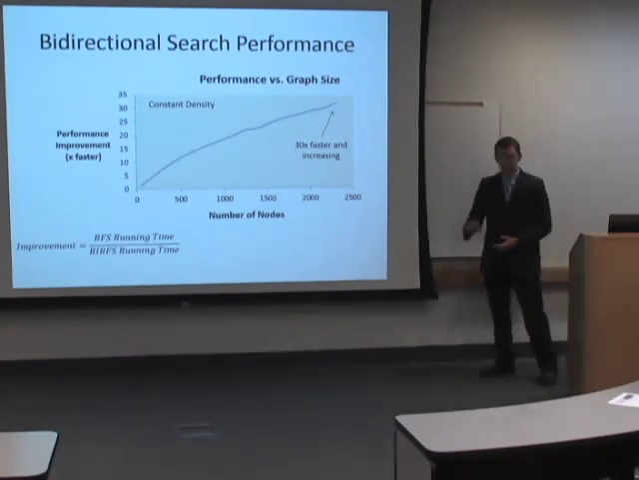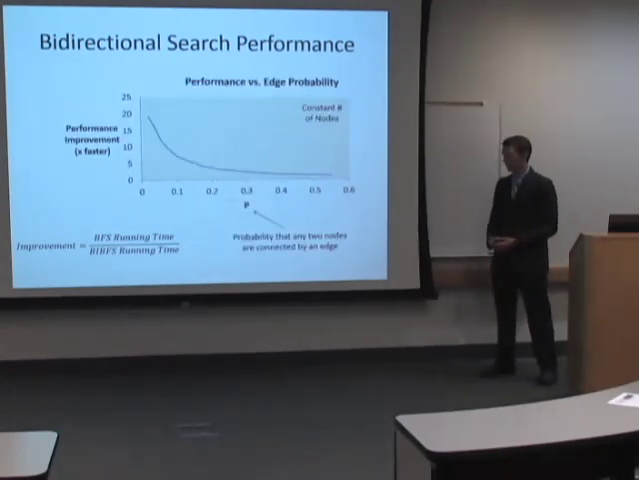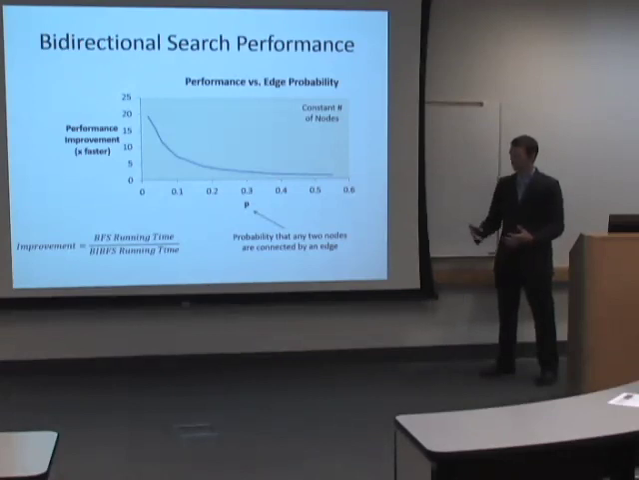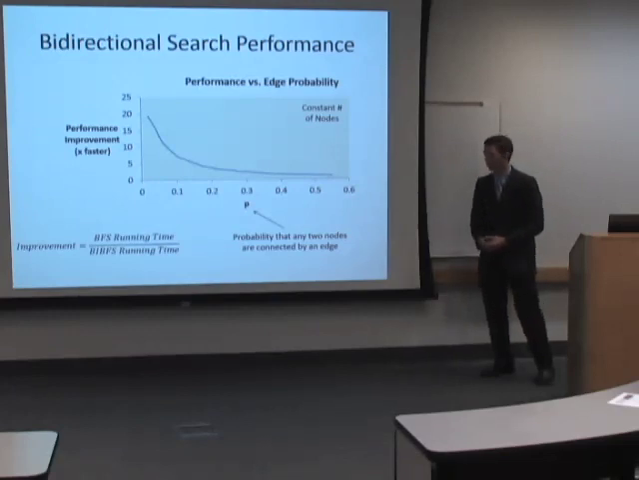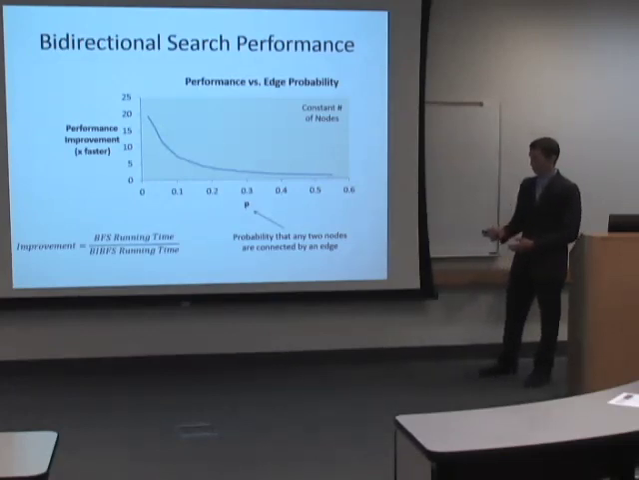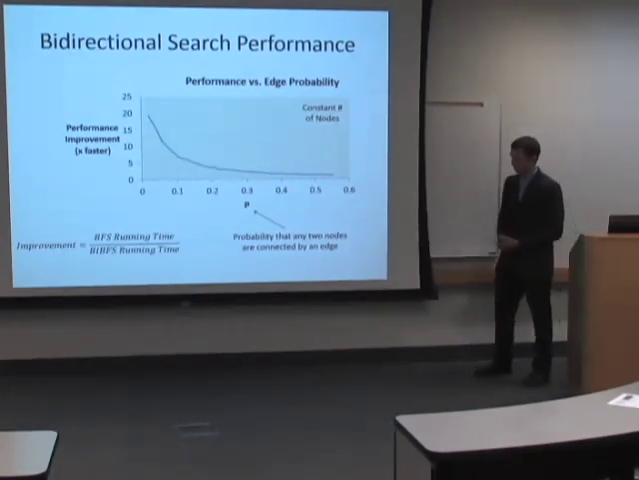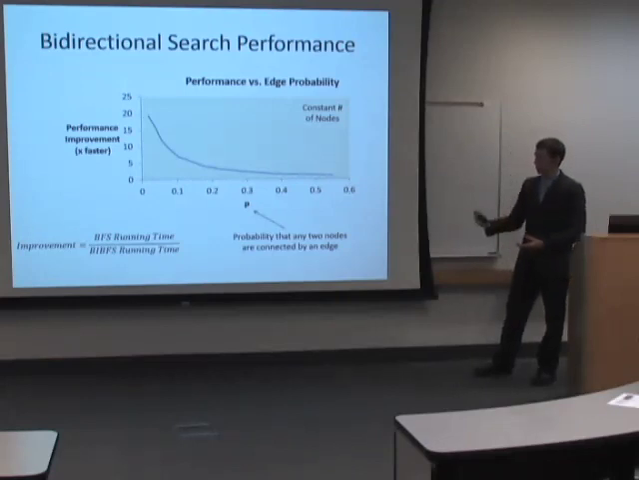On the other hand, if you keep the number of nodes constant and increase the probability that any two nodes are connected by an edge, you're essentially increasing the density of the graph. The trend is that the performance improvement is great around here, where it's not as dense. As you get more dense, you approach sort of an asymptotic trend at 1, which would indicate that they're the same speed. But this is what we explored with the reachability queries.